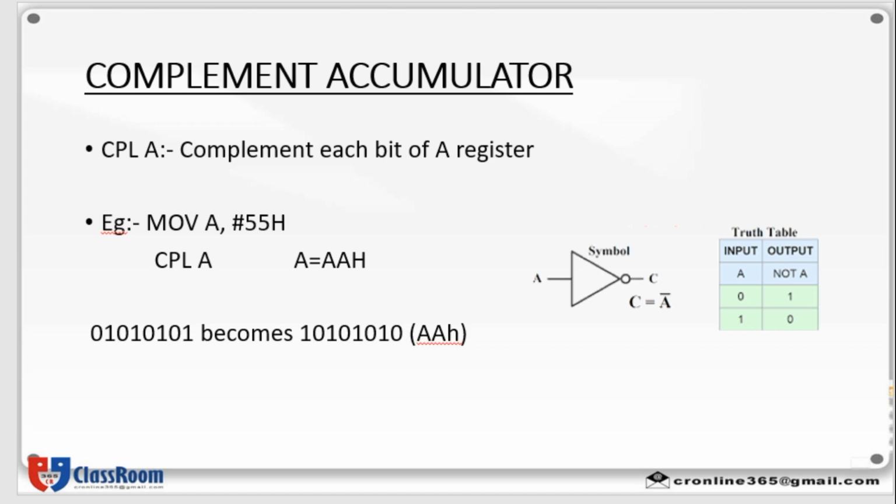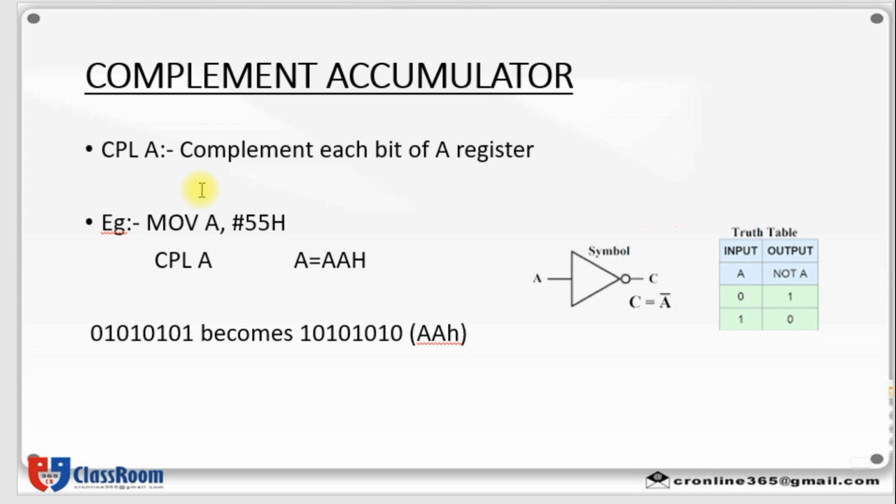Then the next instruction is complement accumulator. Complement accumulator uses the instruction CPL A. CPL A means complement each bit of the A register. This is the symbol notation for complement. This is the truth table showing the complement. So for input 0, the complement will be 1. For input 1, the complement will be equal to 0.